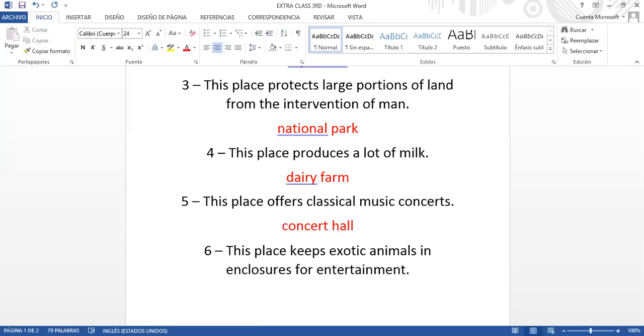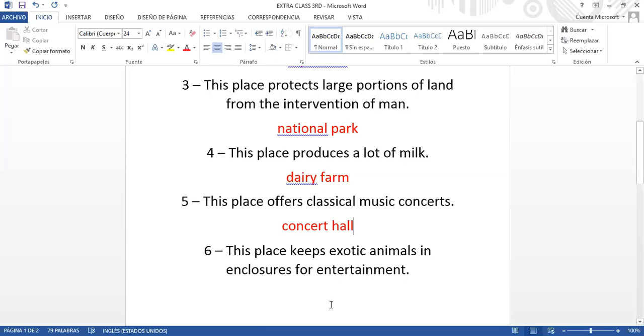Remember, a concert hall is a place that offers specific kinds of concerts. Okay, you can't just have any sort of concert at a concert hall unless we have some sort of exception or something along those lines.